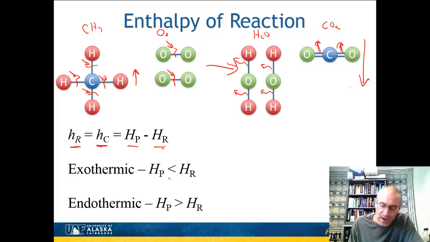And so what you can realize is that exothermic reactions, those that give off a lot of energy when they form the bonds, the net enthalpy of the products is going to be less than the enthalpy of the reactants, because it's given off a lot of energy. In an endothermic reaction, it's the opposite. The enthalpy of the products would be greater than the enthalpy of the reactants.